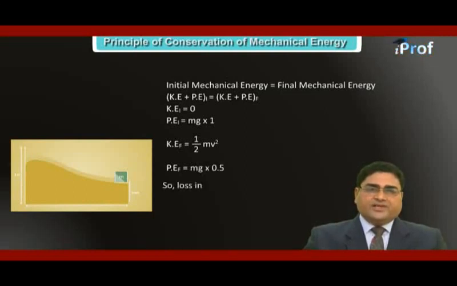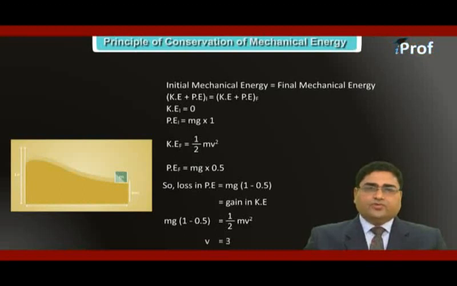So loss in potential energy equal to mg into (1 minus 0.5), this will be equal to gain in kinetic energy. So mg into (1 minus 0.5) equal to half mv square. That will give us v equal to 3.13 meter per second, which is the velocity at height 0.5 meter.